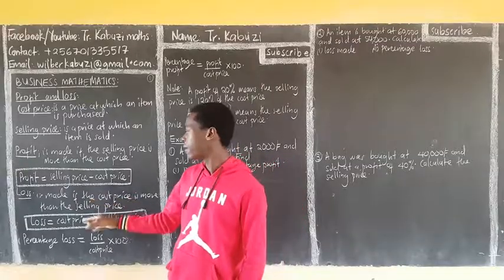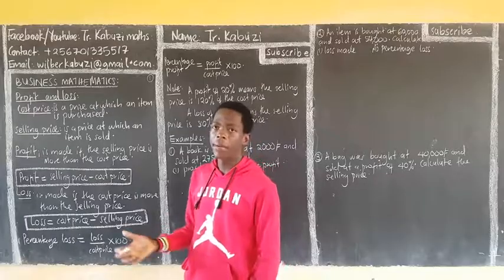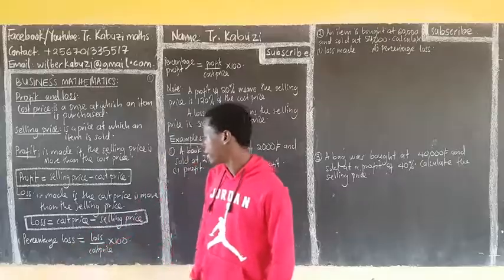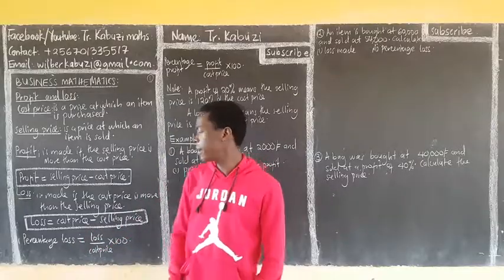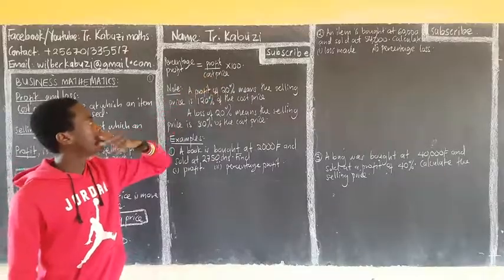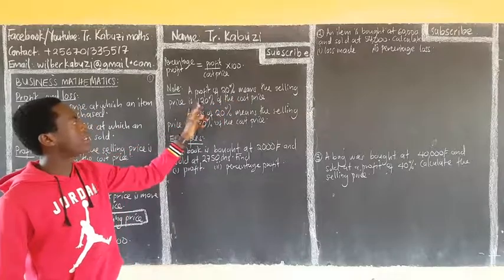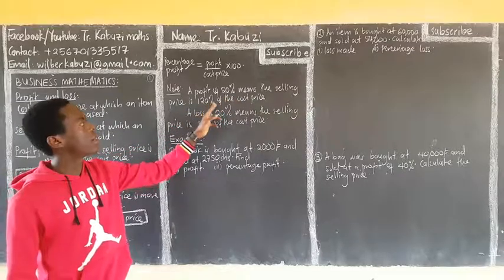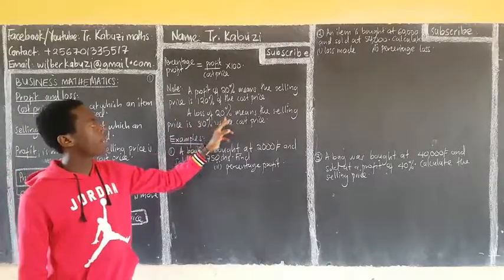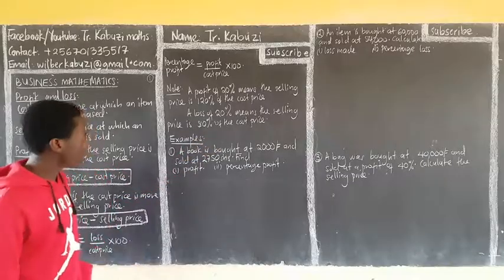Or you subtract the one which is small from the one which is big. If the selling price is bigger, profit. Selling price smaller, loss. Percentage loss is the loss over the cost price times 100. Then the percentage profit is the profit over the cost price times 100. A profit of 20% means the selling price is 120% of the cost price. A loss of 20% means the selling price is 80% of the cost price.